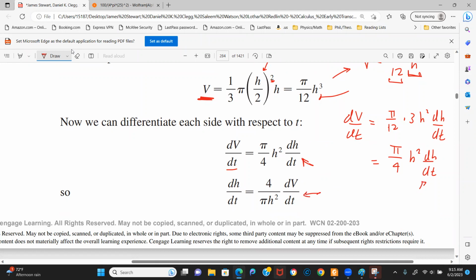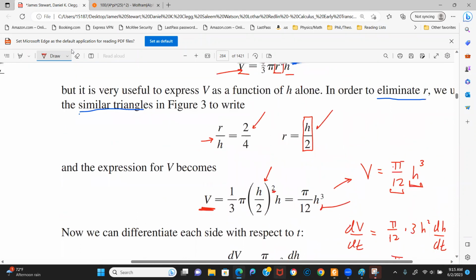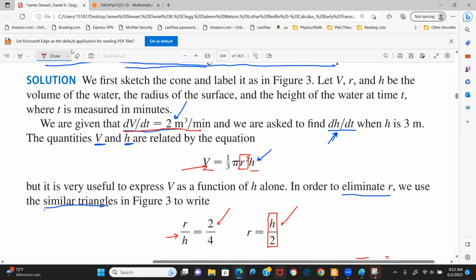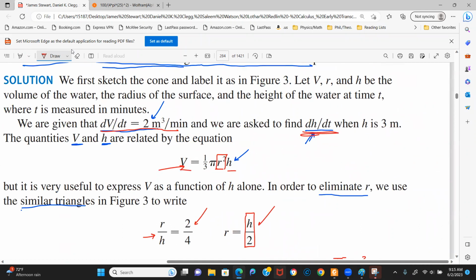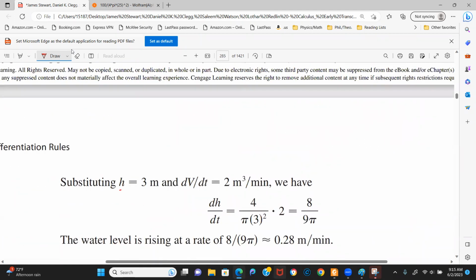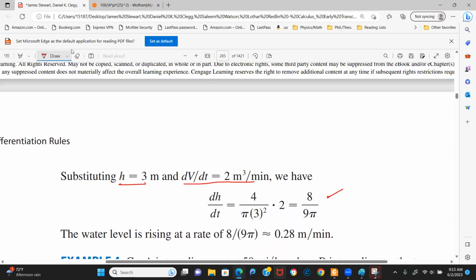To get this, you just plug everything in, because we know h and we know dV/dt. Remember, up here we are told that dV/dt is 2. We want to know what dh/dt is when h is 3. So h is 3, dV/dt is 2, and you plug those in and you get that.